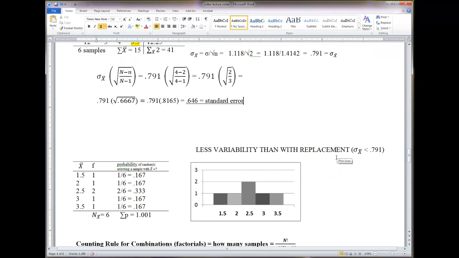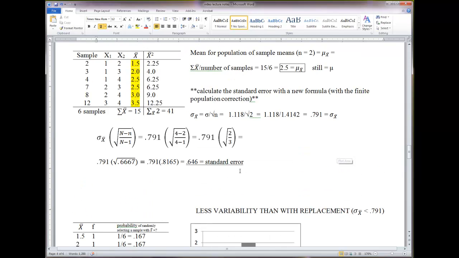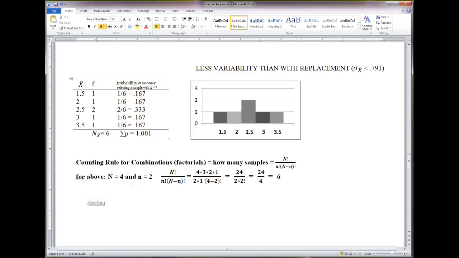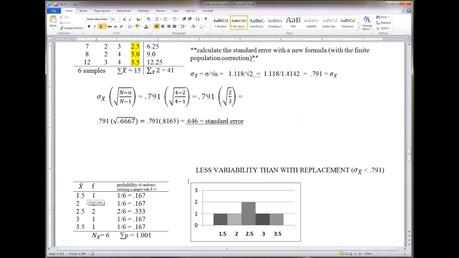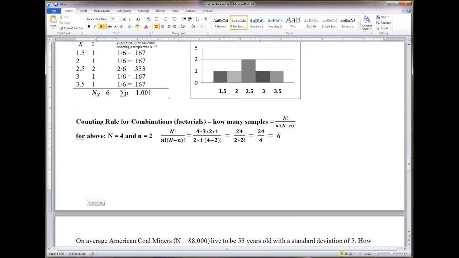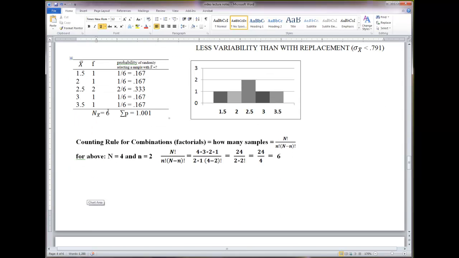Now remember, before we were looking at taking the population size to the power of the sample size to figure out how many samples we should have. Well, that doesn't hold when we're sampling without replacement. You can use the counting rule for combinations to figure out how many samples you should have in the sampling distribution. This is from chapter 5. We didn't talk about it, but here it is, and this is the formula you would use: the factorial of the population size, divided by the factorial of the sample size, multiplied by the factorial of the population minus the sample size.